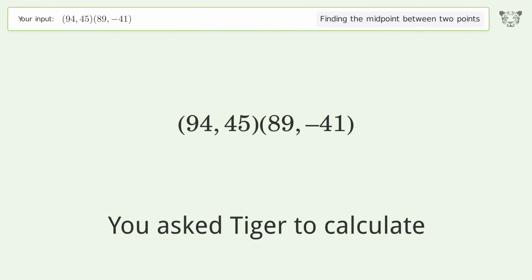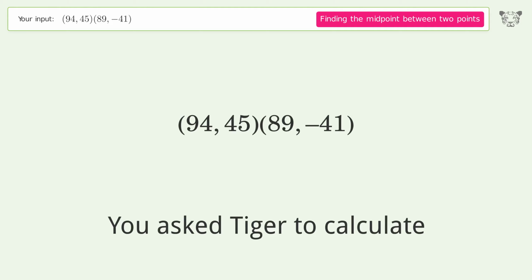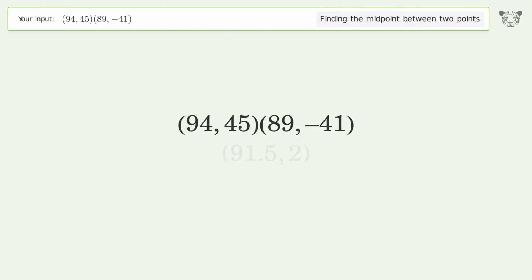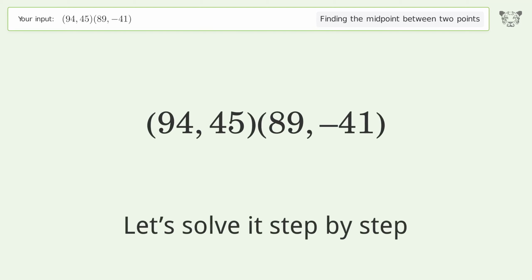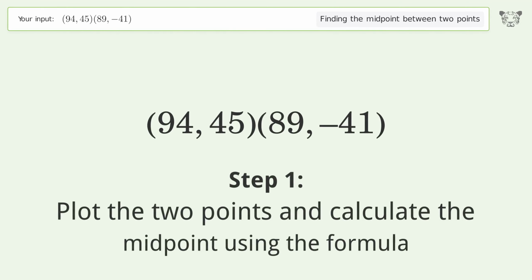You ask Tiger to calculate. This deals with finding the midpoint between 2 points. The midpoint between the 2 points is 91.52. Let's solve it step by step. Plot the 2 points and calculate the midpoint using the formula.